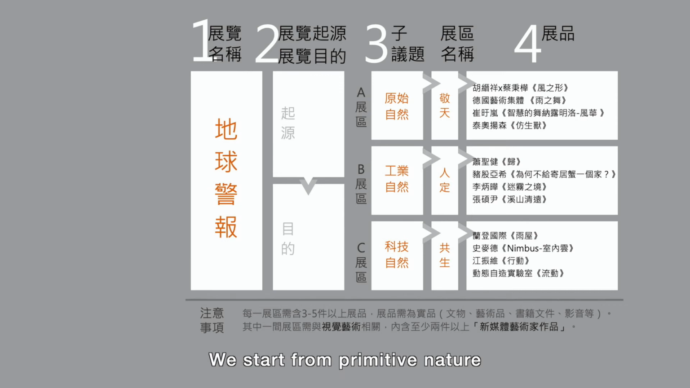We start from primitive nature, and then go all the way through industrial nature, and then to technological nature. So, there is a sort of network that connects all of them together. Your works network is actually very important because it corresponds to the logic of your thought. For example, I use words to sort out my start and my goal.